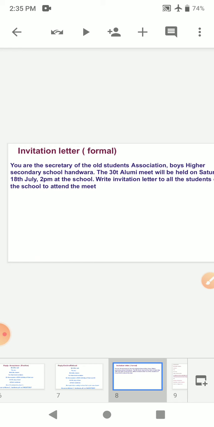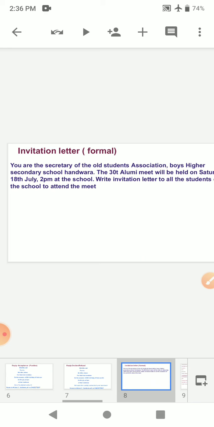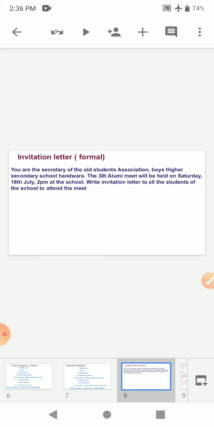But if it's not mentioned there that you are supposed to write the invitation in letter format, then you will write this way. So just look here, invitation letter. This is also formal, but the format is different here because this is the invitation letter format. So you are the secretary of the Old Students Association, Boys Higher Secondary School, Handwara.